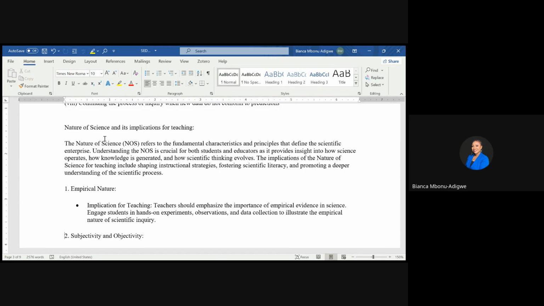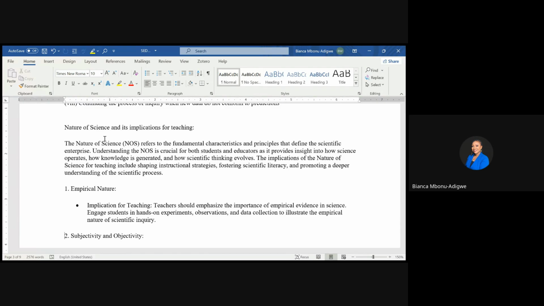We are trying to say that it is how science operates. It is how knowledge is generated. It is how scientific thinking evolves. There are implications of the nature of science, NOS, for teaching. If you know how science works, it will help you shape how you teach, shape how you explain things to both students and adults.